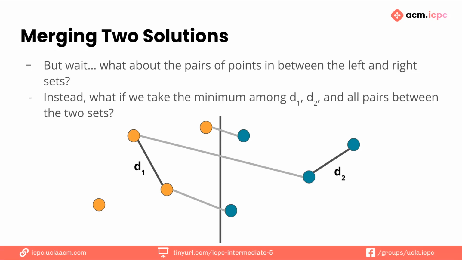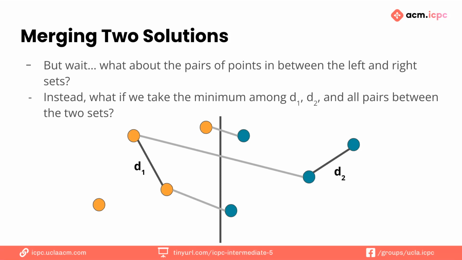Okay, so we can adjust our answer here. It's not too difficult. Instead of taking the minimum among D1 and D2, we take the minimum of D1, D2, and every pair of points from the left half to the right half. So for example, we have this pair of points up there, this pair of points over there, and this pair down there. If we take the minimum of all of those, then we know the minimum for every single pair. Does that make intuitive sense, everyone?